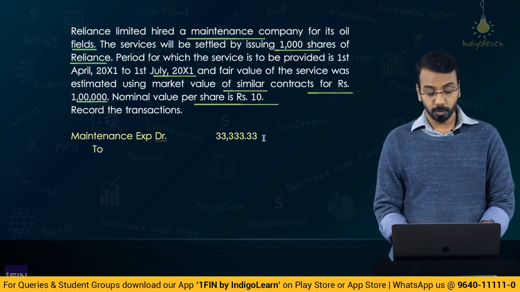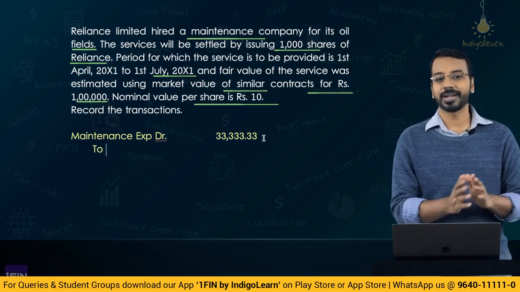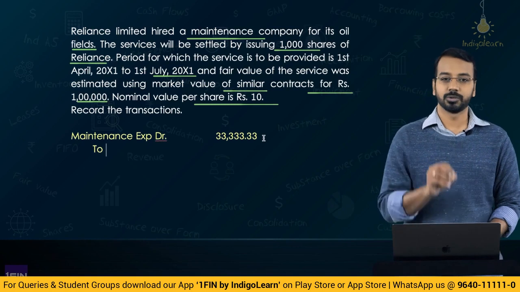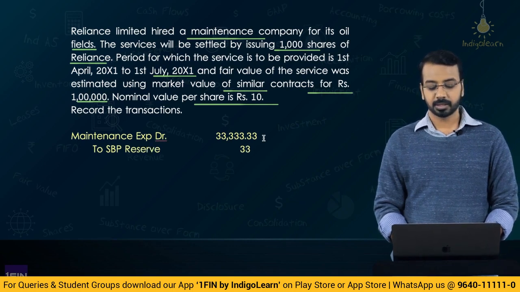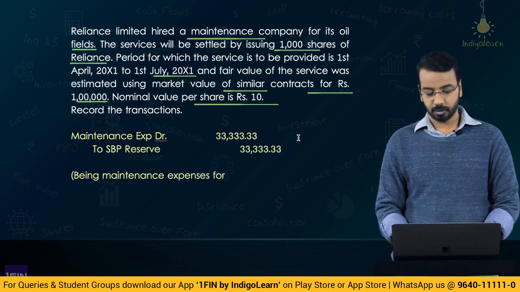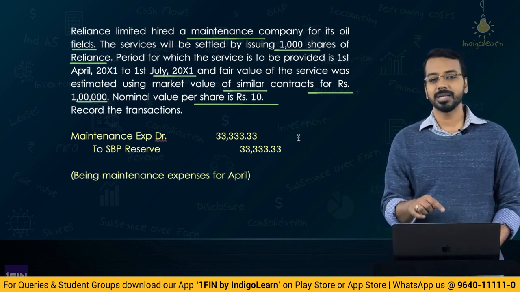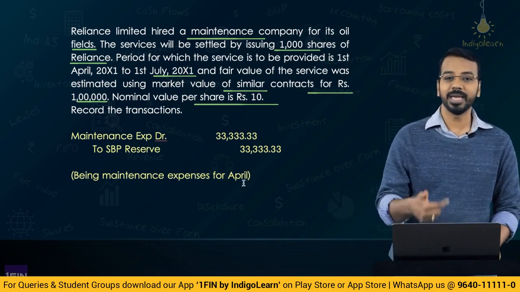Then credit what? Can we say equity share? We will issue equity shares most probably after the completion of the 3-month period. So we will not issue shares directly, and this is a share based settlement. So we will credit it to share based payment reserve under equity, 33,333.33, being maintenance expenses for April. Similar entries we will pass for the months of May and June, the same entry repeating.